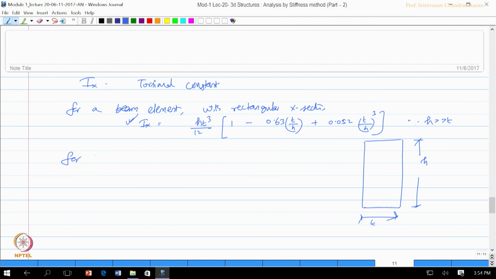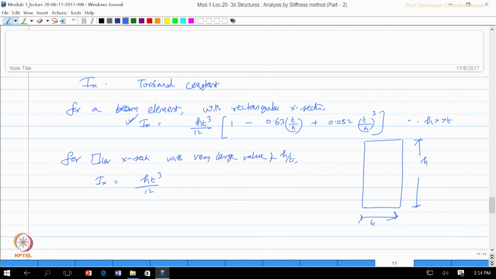For rectangular cross section with very large value of h over t, I x can be approximated as simply h t cube by 12, where this ratio will go very low.